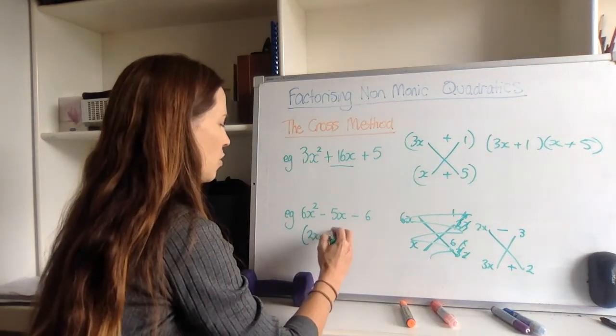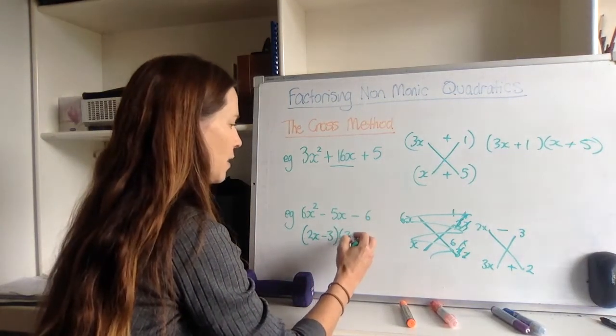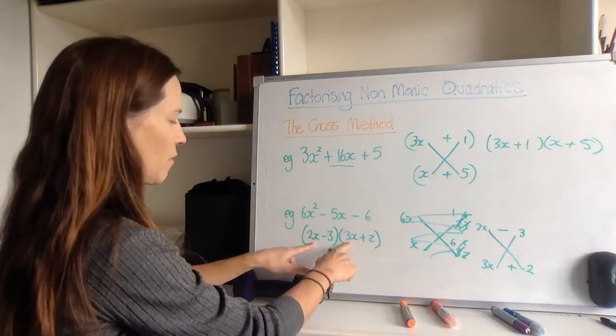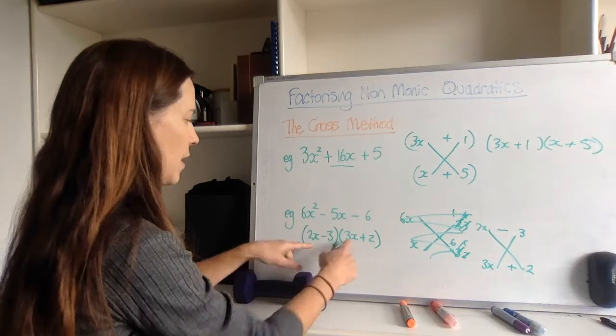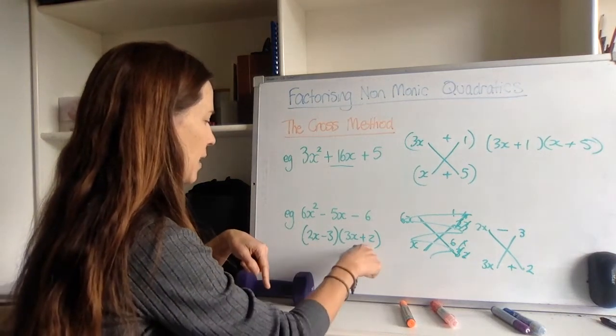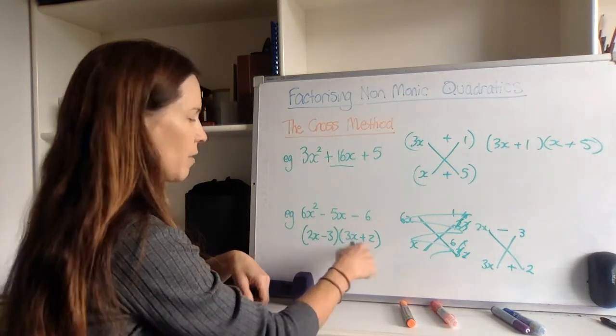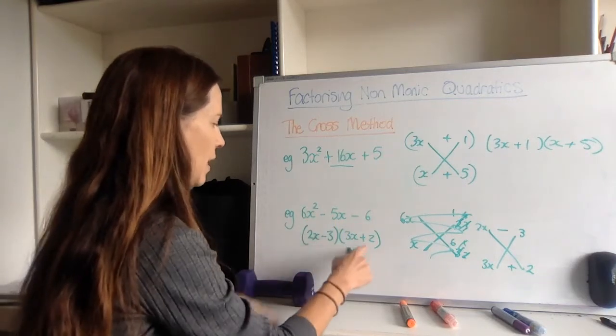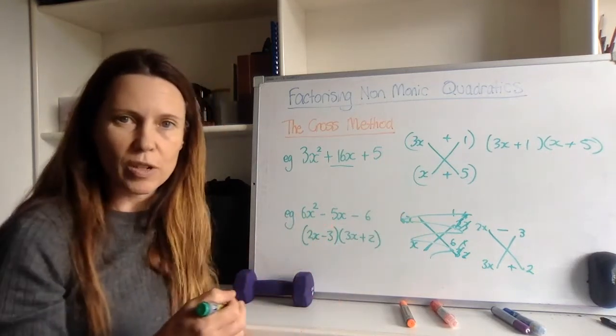You're never fully sure of it until you write it out and check it. 6x squared for my firsts, that's good. And then I've got 4x squared minus 9x, 4x minus 9x, that's minus 5x, so that's good. And then negative 6, so yes, sure enough, it works.